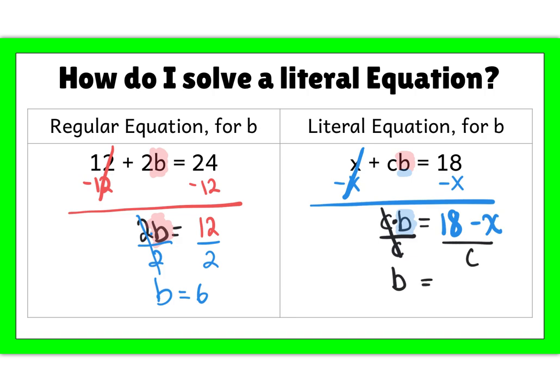And again, similar to what we did with the 18 minus x, because I can't actually take all that and divide it by c, I'm just going to write exactly what I see, 18 minus x over c. So b is equal to this giant fraction. So the difference between a literal equation and a regular equation is that in a regular equation, you actually end up with your variable equal to some number. But in our literal equation, all we are doing is rearranging the letters so that the letter that we want, in this case b, is isolated on one side and everything else is on the other side.